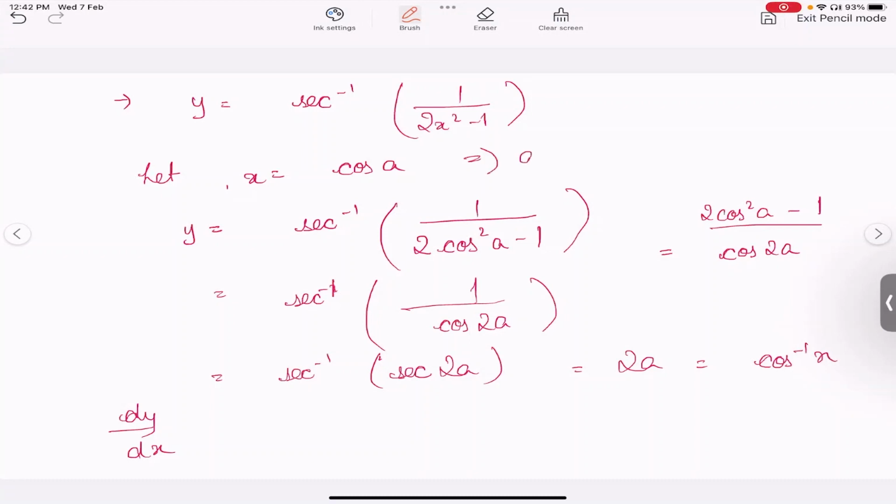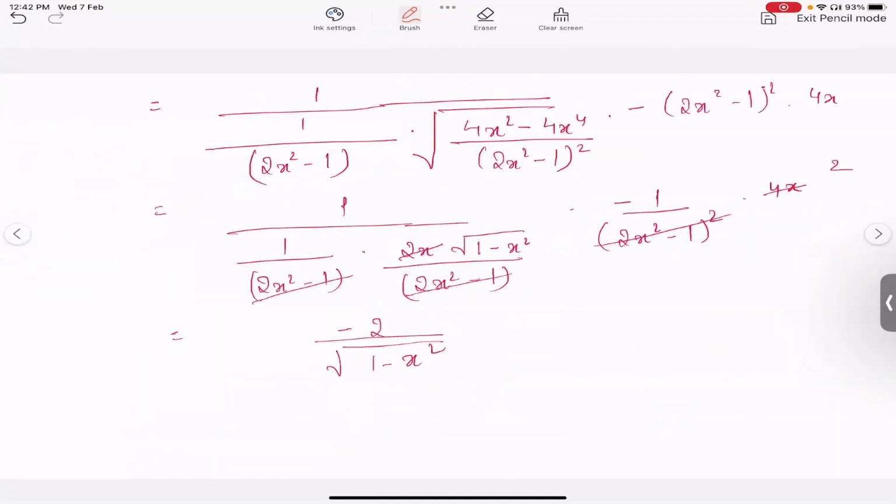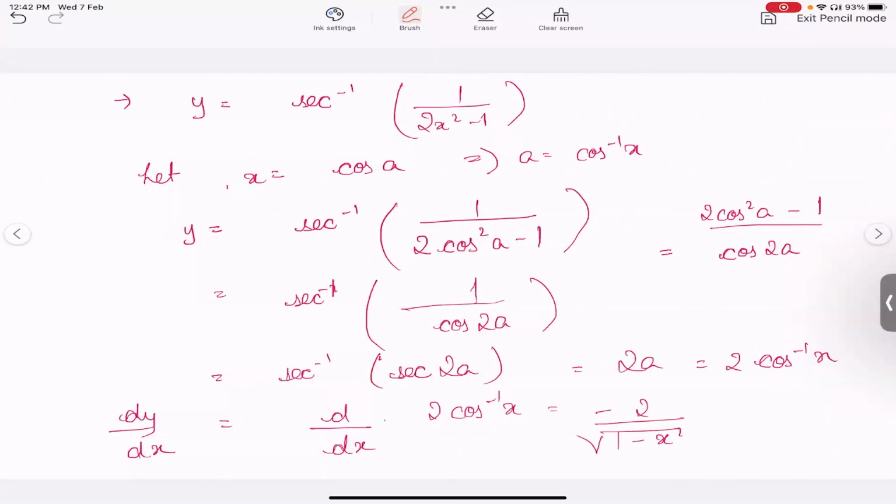Now what we have to do is find dy by dx. Since x is cos a, this implies a is equal to cos inverse of x. So dy by dx will be equal to d by dx of 2 cos inverse x, which will be equal to minus 2 by root of 1 minus x square.